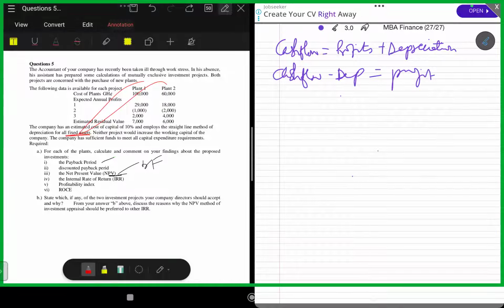It means that the profits are for plant 1 and plant 2. Tell me what you think. From what I've just explained, what do you think is happening to the profit of plant 1 and 2? If you want to find a cash flow, what is the issue with the profits there? How did they arrive at the annual profits for plant 1 and plant 2?